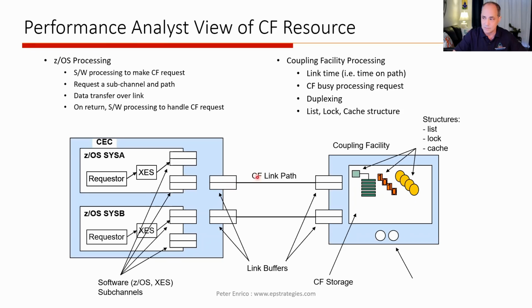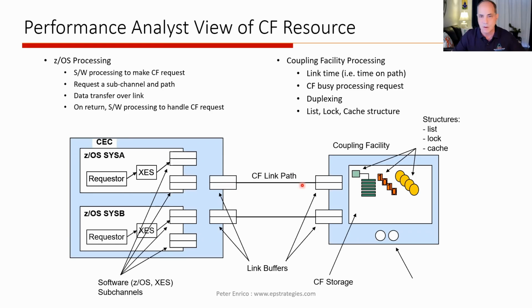This is the link itself. So you only have so many links, which is usually far fewer than the number of subchannels. So naturally, if you only have so many links, you're going to have what's called path busy. In addition to that, you have to remember that the request has to go from the requesting z/OS system over to the coupling facility. And this link has distance. So there's going to be some delay that's going to happen over the link.